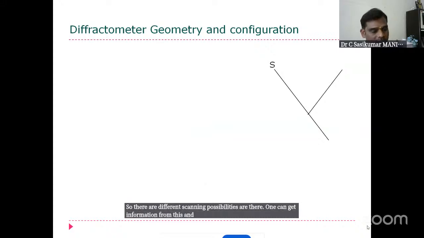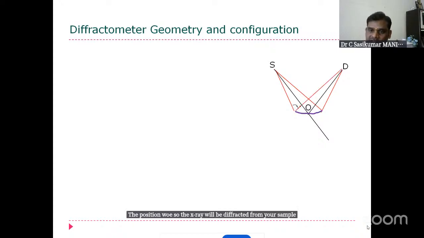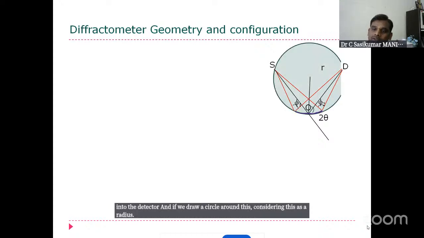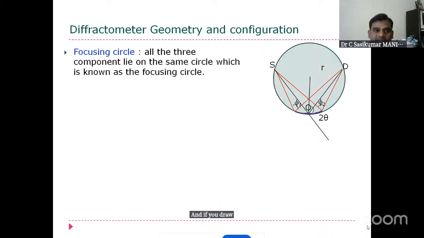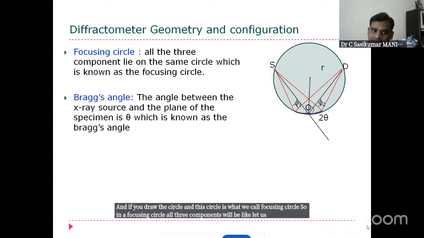And if we look into the configuration or diffractometer configuration geometry, something like this arrangement, we have the source and we have the detector, and the sample will be placed on the position O. So the X-ray will be diffracted from your sample and going into the detector. And if we draw a circle around this, considering this as a radius, this circle is what we call focusing circle. So in a focusing circle, all three components will be lying, that is source, sample, detector.